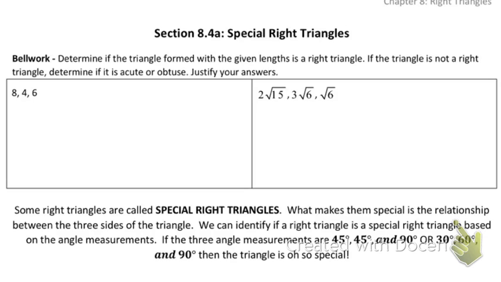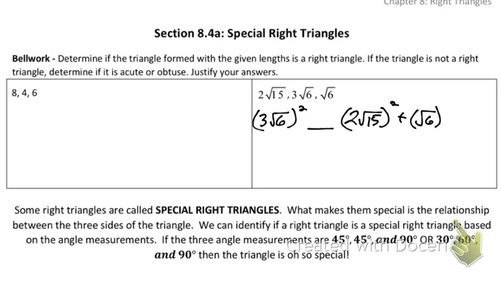I heard Sahej said at one point you thought that 3 square root of 6 was the biggest, right? Yeah. So let's pretend we go along with that. If I think 3 square root of 6 is the biggest, I'd accidentally put it on the wrong side. And I'd go something like 3 square root of 6 squared is something compared to 2 square root of 15 squared plus square root of 6 squared. That'd be the right setup if 3 square root of 6 was my bigger side. So then we start doing our multiplication.